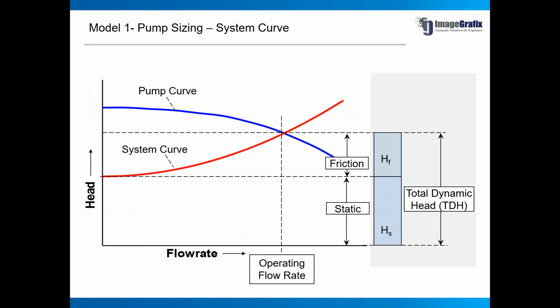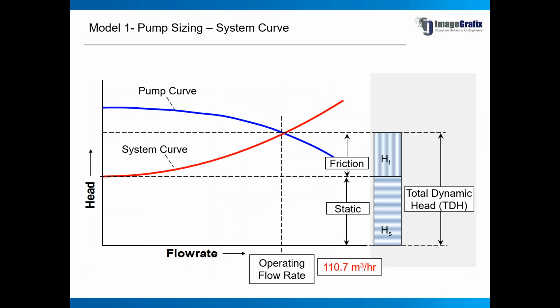So if we see the graph of the system curve and the pump curve, the blue color one was the pump curve and the red color one was the system curve. Where the system curve starts to intersect the pump curve, that is the friction. The below one is the static head. So in total we call it HS and HF, and we call it total dynamic head or TDH.